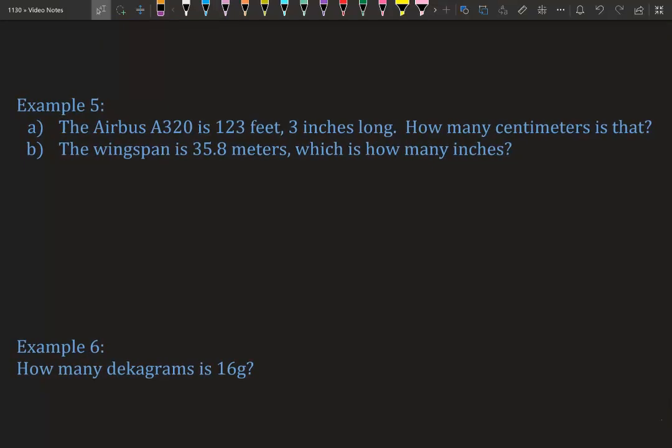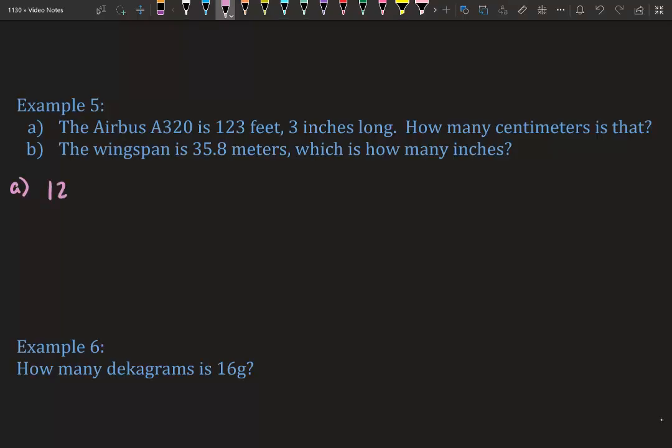An Airbus A320 is 123 feet, 3 inches long. How many centimeters is that? Now, if you think about it, feet and inches, those are different units of measurement, so we always want to get the same unit of measurement before we start converting. So because we know the comparison from inches to centimeters, we're going to use inches, because we don't know how many feet are in a meter. We don't know that.